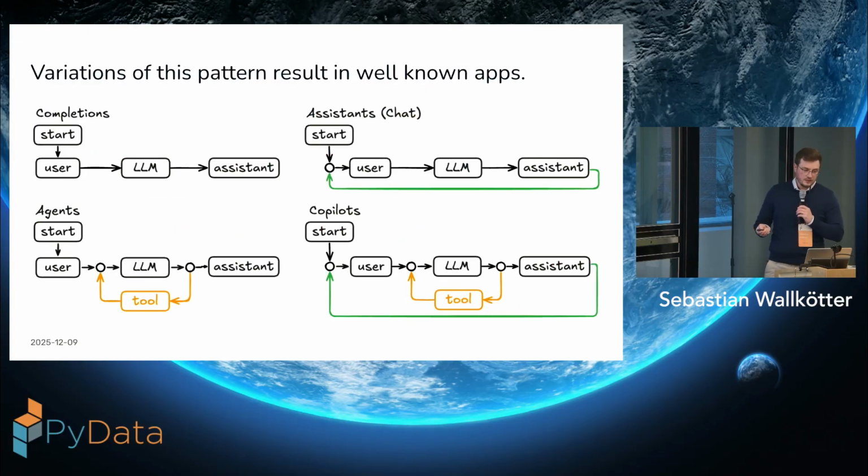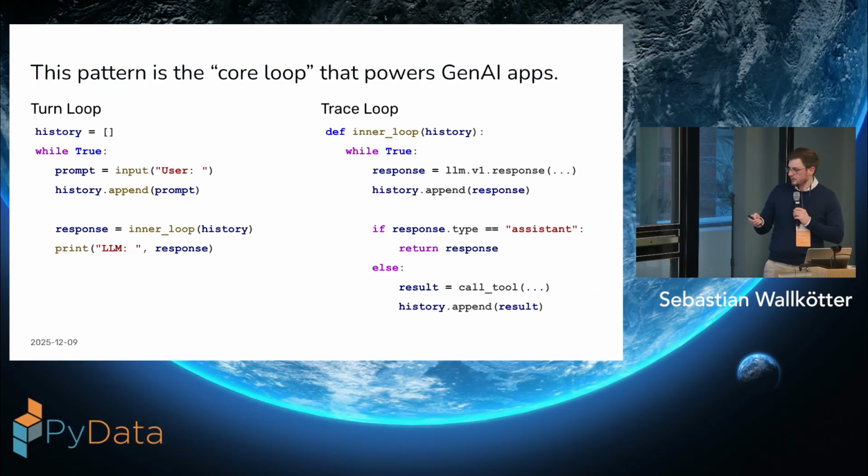Sorry, I should go back and explain something. This is the core loop that powers GenAI apps. And this is also where my talk gets its name from: the boringly simple pattern that powers GenAI apps. Because if you look online and read about agents, you get the impression that this is going to be really complicated and there must be a lot going on. But when you actually look at it, this is not very complicated. I think everybody here could do this.